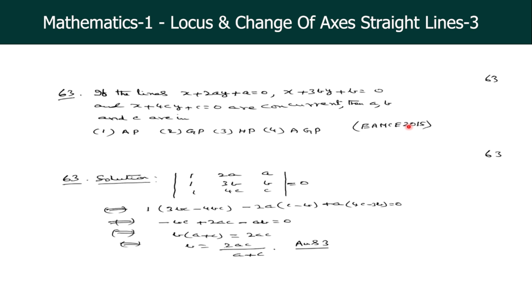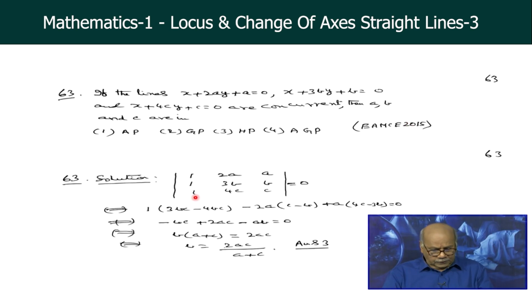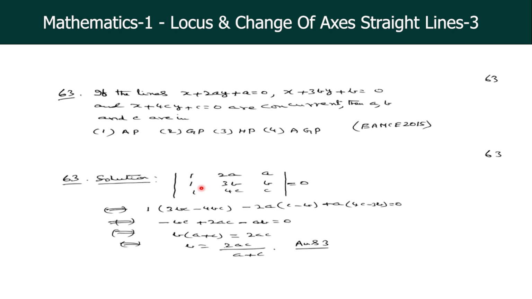And as I already told you, the condition for three lines to be concurrent is that the determinant formed by their coefficients is equal to 0. So here the condition is the determinant 1, 2a, a; 1, 3b, b; 1, 4c, c is equal to 0. Now if you expand it, you will get b(a + c) = 2ac, or b = 2ac/(a + c), which shows that a, b, c are in harmonic progression, which is option number 3.